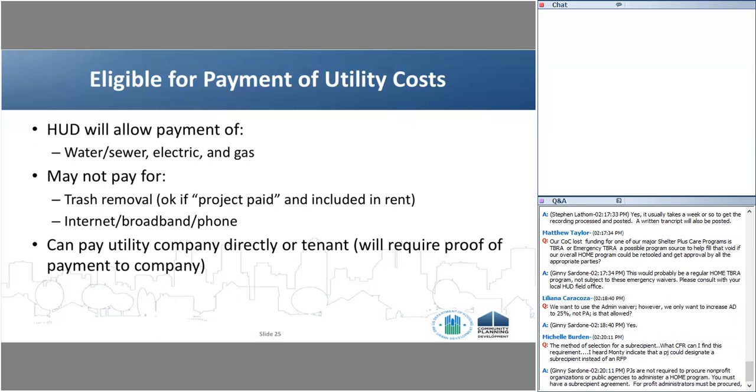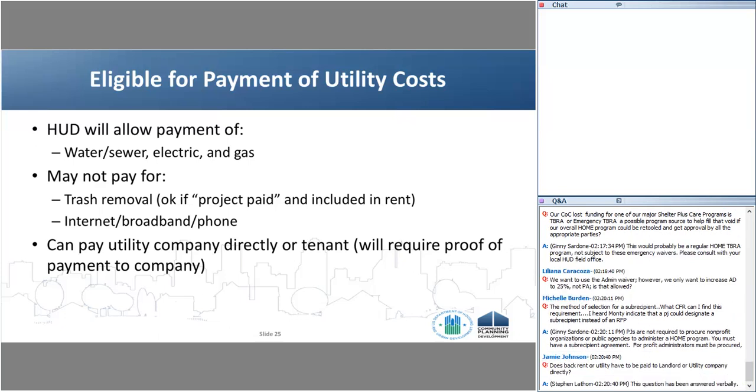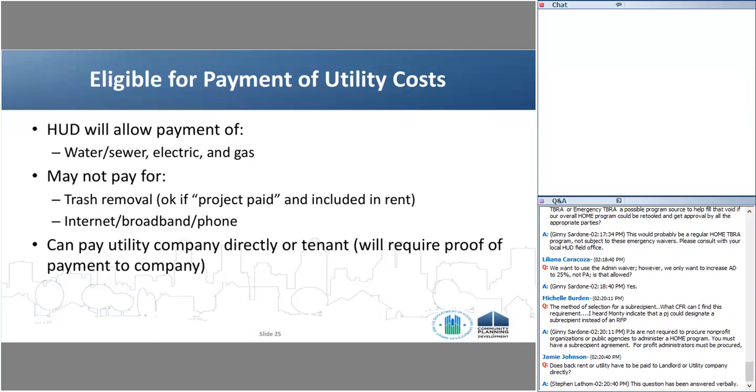These payments can be made either directly to the tenant or directly to the utility company. If the tenant receives payment, the PJ must have procedures to ensure that HOME funds are used to pay the past due utility costs, and the tenant file must include evidence of payment for each utility paid.